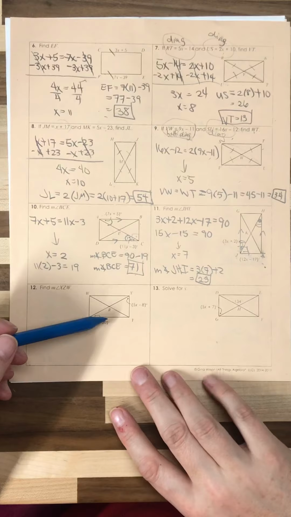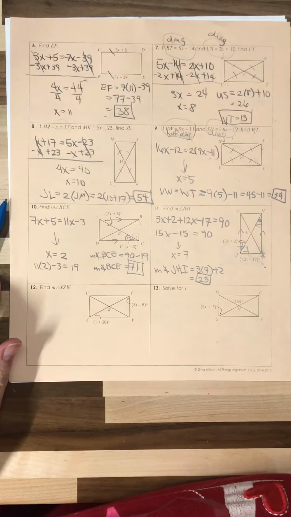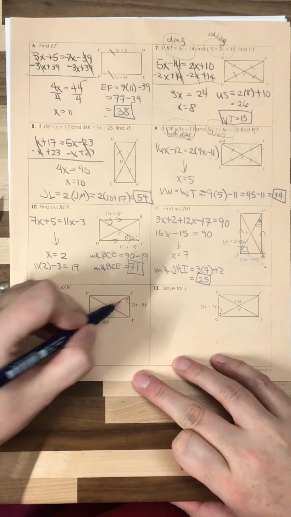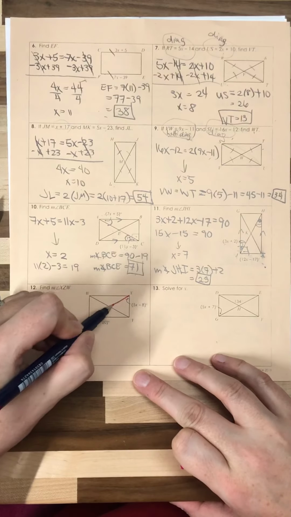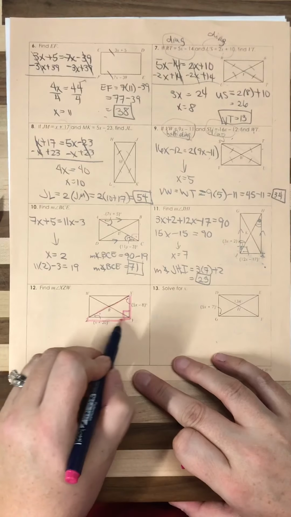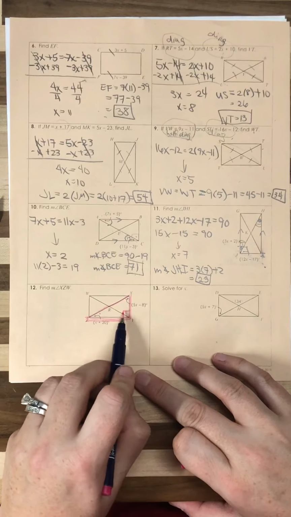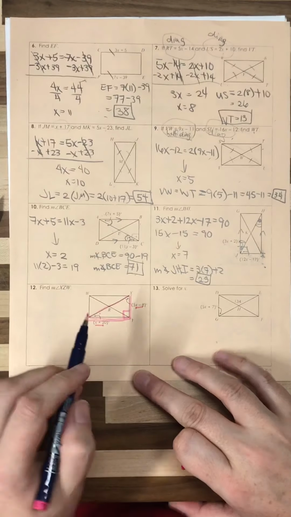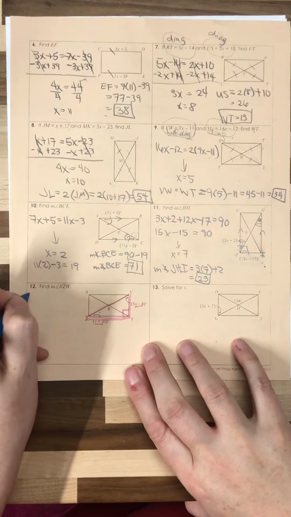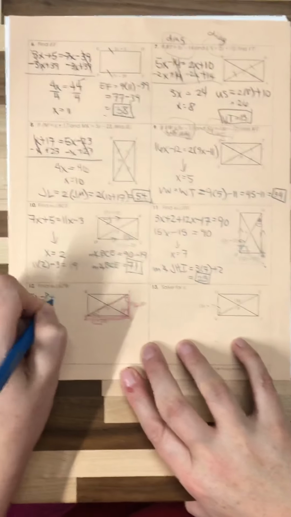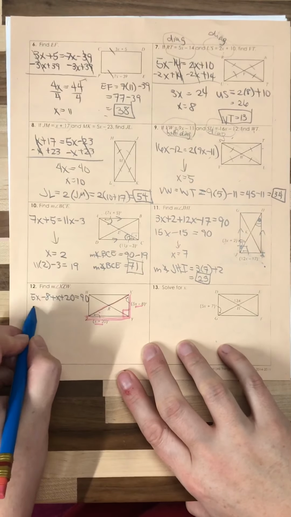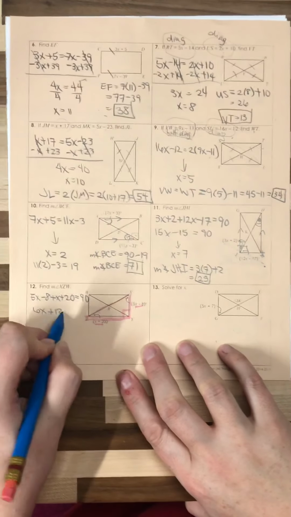I just want you to see something. Maybe you haven't seen this yet. If I know this angle and this angle, I would automatically go for a right triangle. And since all three angles in a triangle have to add to 180, and we know this is 90, then this plus this has to equal 90. So 5x minus 8 plus x plus 20 has to equal 90. So 6x, plus 12, equals 90.